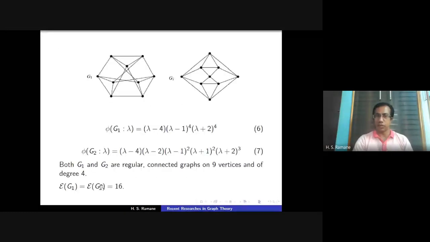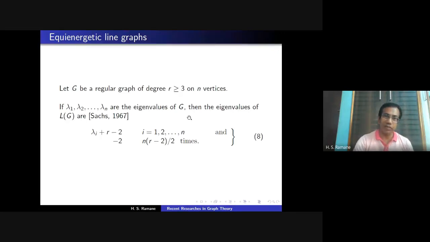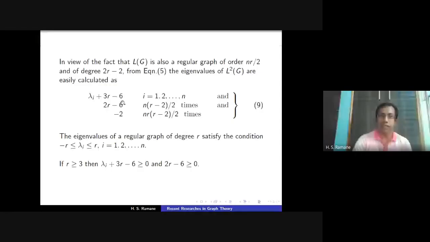These are another two graphs having different spectra, but the energy is 16. Now consider line graphs. If lambda 1, lambda 2 and so on are the eigenvalues of an r-regular graph G, then the eigenvalues of its line graph are lambda plus r minus 2, and the remaining are minus 2. Again take its line graph, that is the second line graph, and you get the eigenvalues lambda plus 3r minus 6, 2r minus 6, and minus 2, this many times.